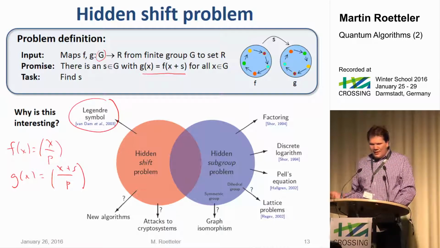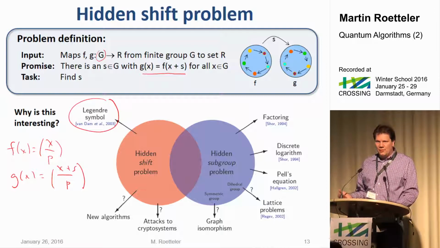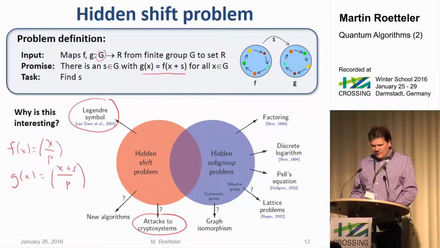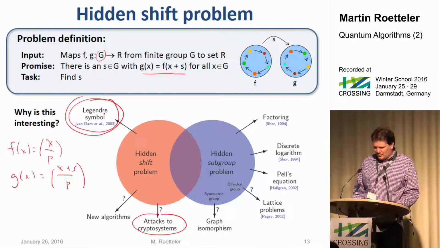The question is, why would we care? I mean, okay, Legendre symbol, nice, but are there other generalizations of this idea that would maybe give rise to different algorithms, or maybe help us attack some crypto systems? The honest answer is we don't know yet. There are more general classes, so this has been generalized to more broad classes of functions, and I'll show you some of those, but still it's not clear if that helps to attack crypto systems yet.